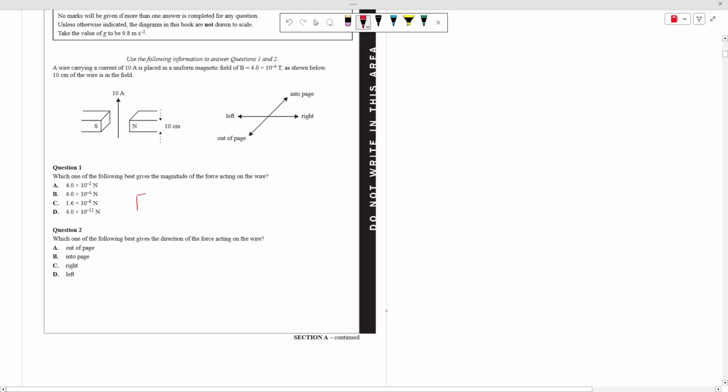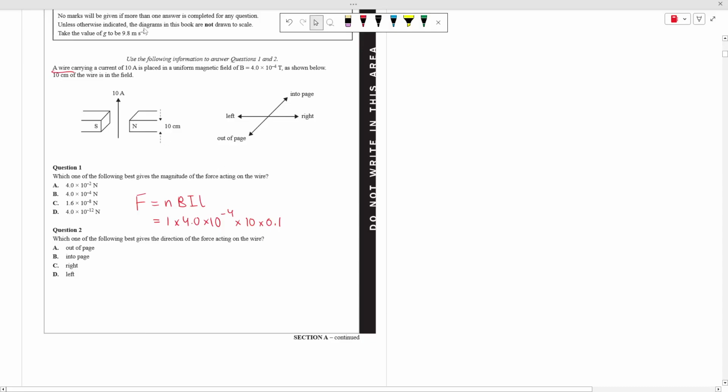It is F equals N B I L, where N is how many wires are bundled together. This just says a wire, so we can assume N equals 1. B is the magnetic field strength given to us, I is the current given to us, and L is the length of the wire that is in the field. That's also given to us. So it's 1 times 4 times 10 to the negative 4 times 10 amps for the current, and times 0.1 meters for how much wire is in the field.